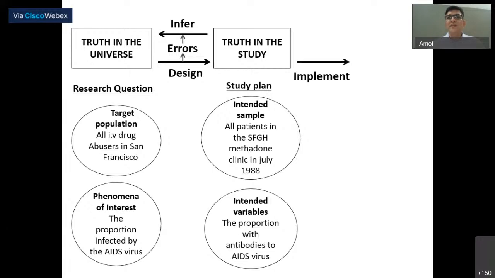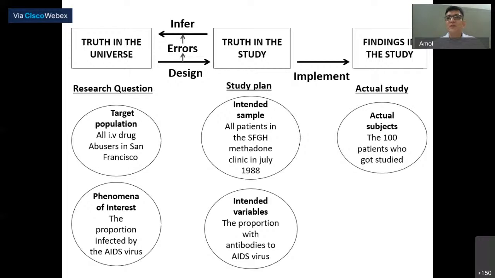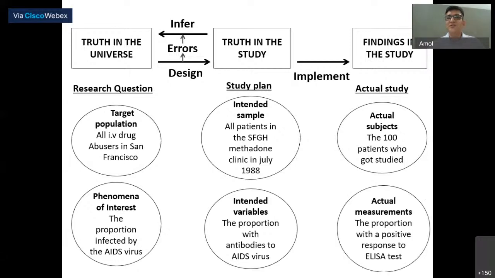And when you actually implement it, you actually do a study, but you end up studying less than what you had intended, or you achieve your sample, and you actually measure the antibodies using some ELISA test. And then based on that study finding, you do some inferences. You are likely to make some errors at that stage also. So some errors at the protocol development and some errors at the stage of study implementation.